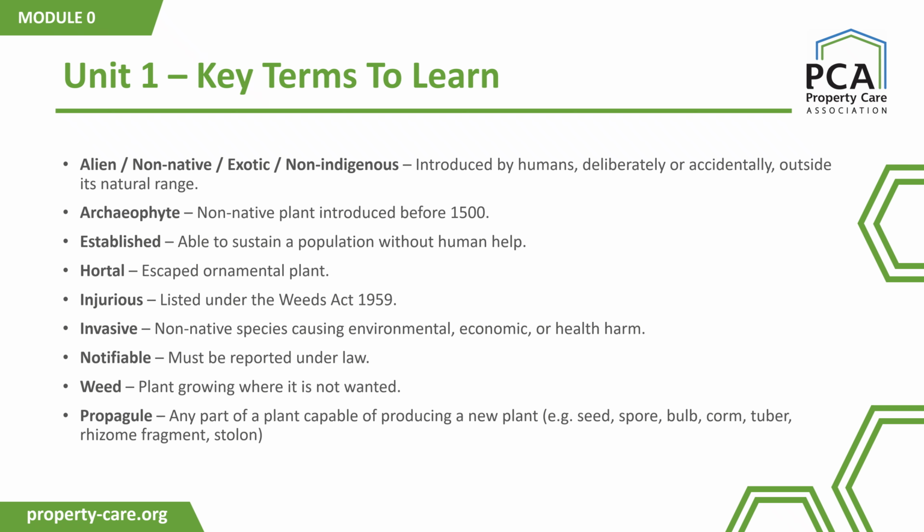This can be a seed, spore, bulb, corm, tuber, rhizome fragment, stolon, or other part of the plant. Understanding what a propagule is and how it can move is central to managing invasive plants effectively, because everything we do in prevention and control is about stopping propagules from reaching new areas.